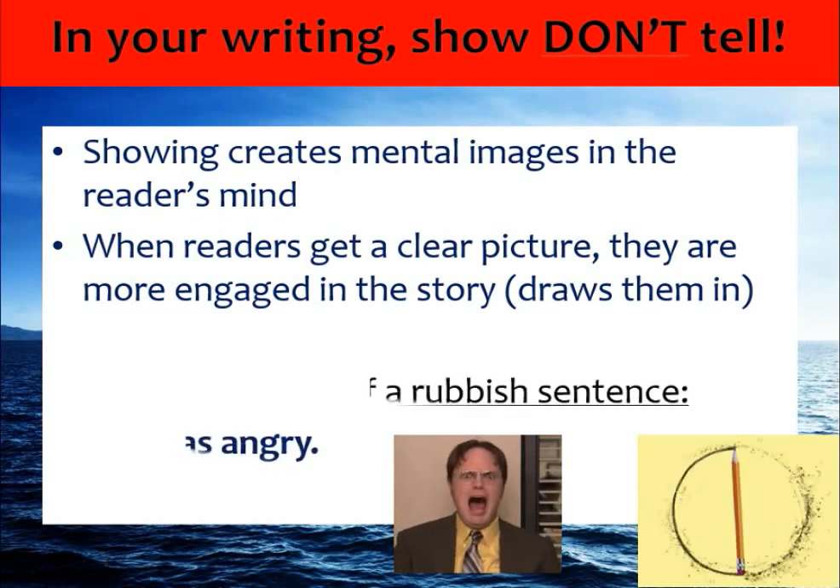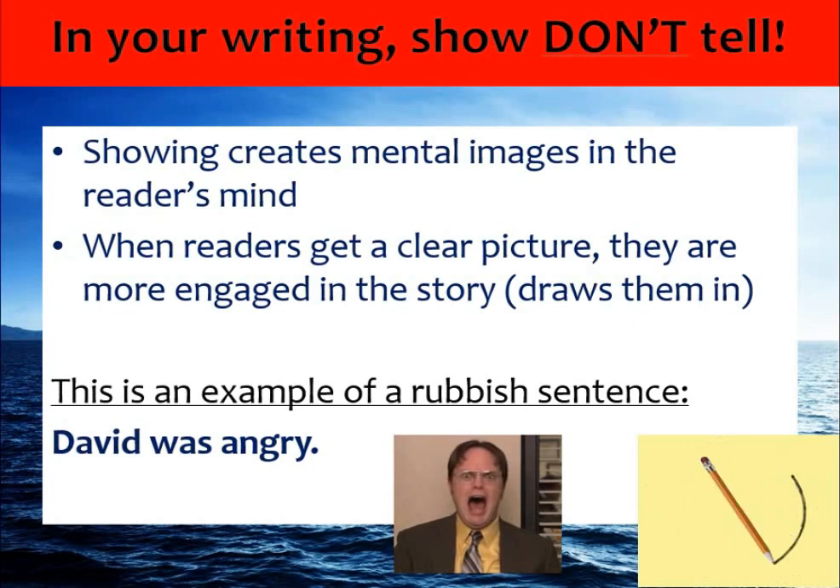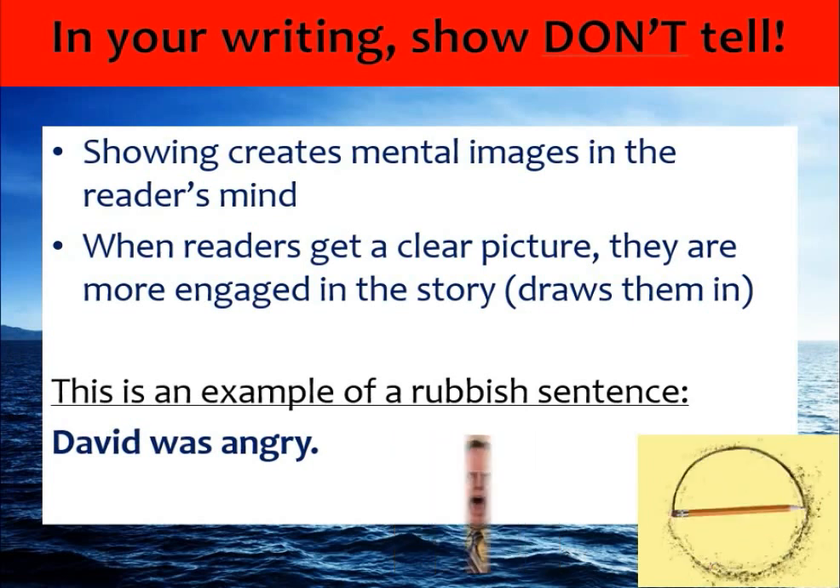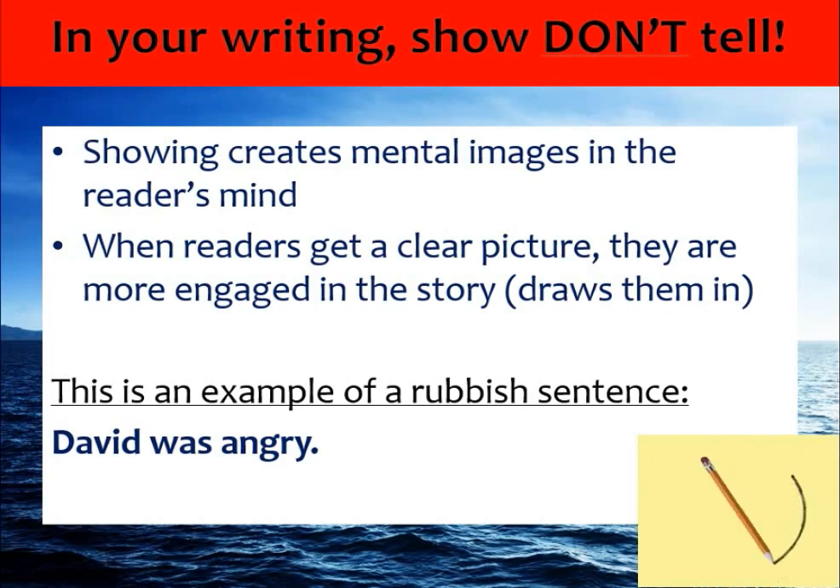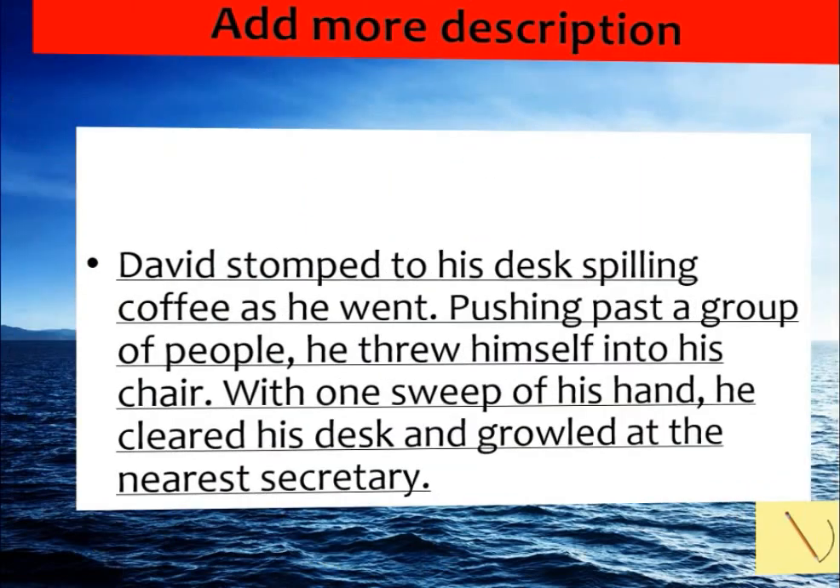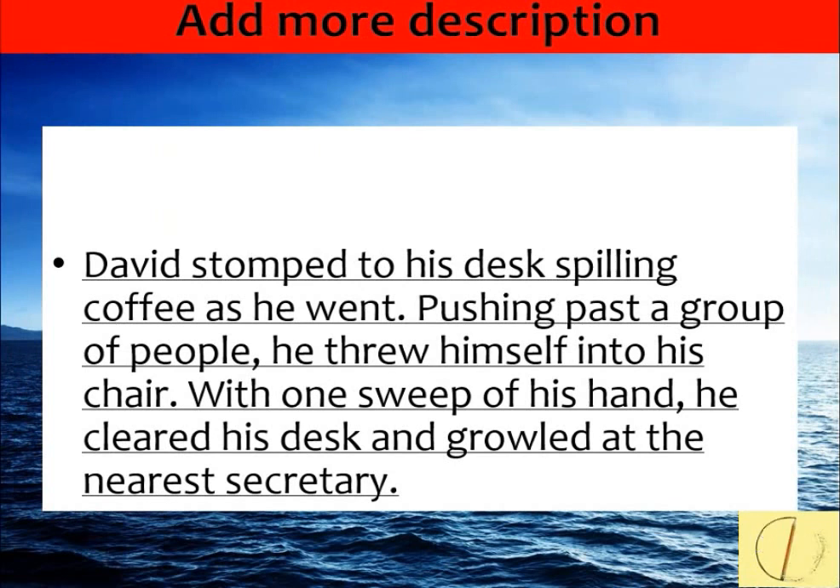So like I said before, an example of a rubbish sentence is "David was angry." That is an E to D response. And it's also a telling sentence. So a show me sentence for "David is angry" is: David stomped to his desk, spilling coffee as he went. Pushing past a group of people, he threw himself into his chair. With one sweep of his hand, he cleared his desk and growled at the nearest secretary.